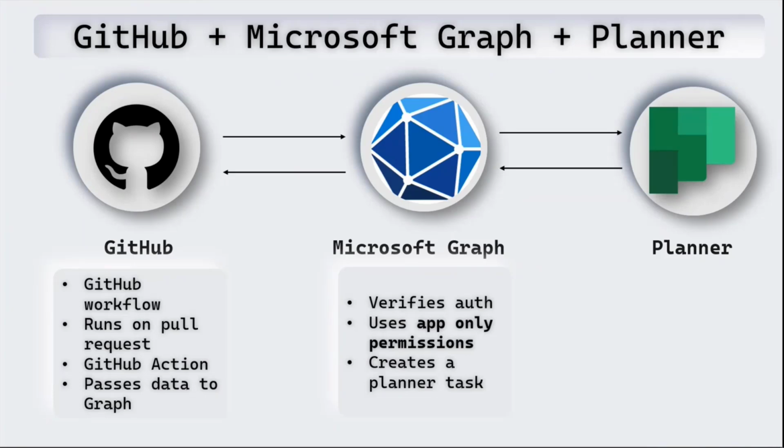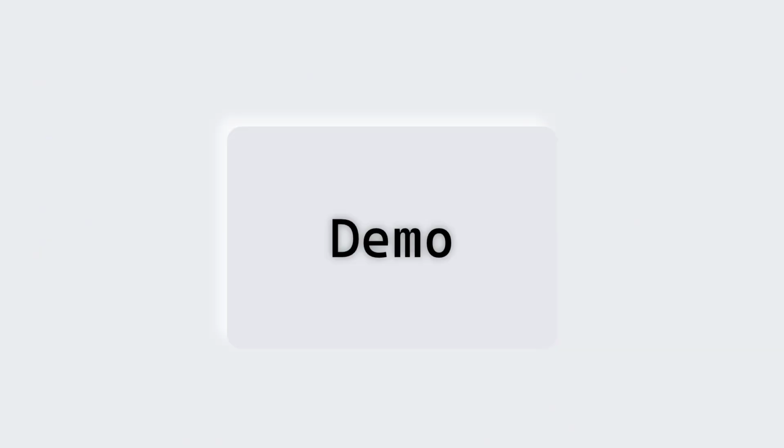And if that is the case, then Microsoft Graph issues an instruction to create a planner task. Once that is done, we can see the planner task in the planner, and users can interact with that task. So this is just one example scenario of how we can use Microsoft Graph to interact with planner tasks. In this case, the application we are using is GitHub, but that can be any other application as well. With that in mind, let's take a look at the demo.